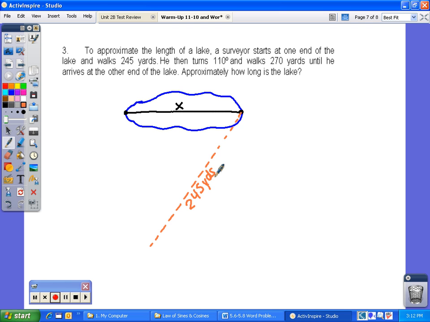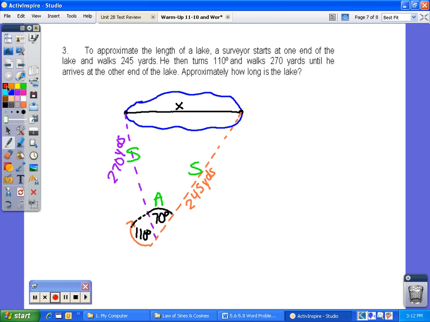He then turns 110 degrees. So if you turn, this is your turn. And then he walks 270 yards to the other end of the lake. So if this is where my turn is at 110 degrees, I need this inner, so this makes a supplementary angle. So that degree must be 70 degrees. So I wind up spelling out SAS, which is the law of cosines.